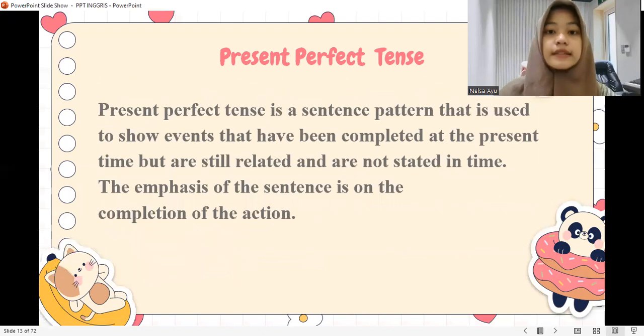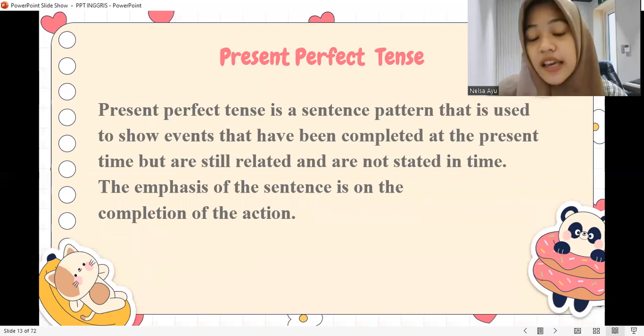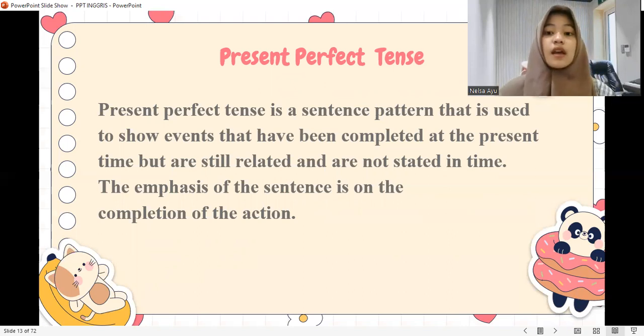Okay, next is present perfect tense. Present perfect tense is a sentence pattern that is used to show events that have been completed at the present time but are still relevant and are not stated in time. The emphasis of the sentence is on the completion of the action.